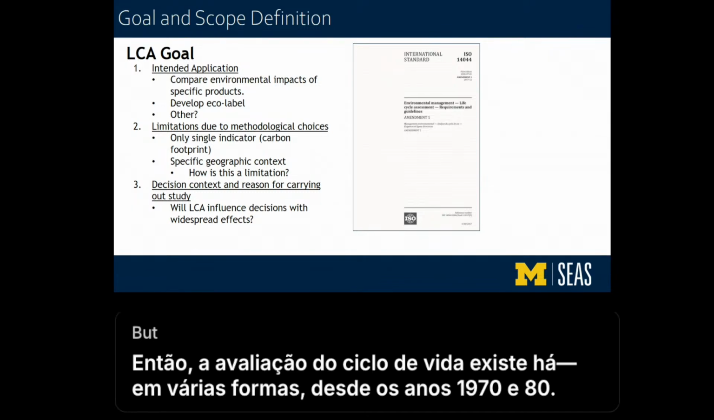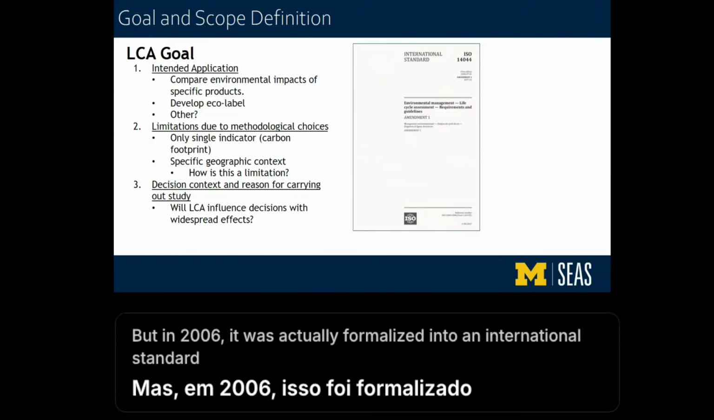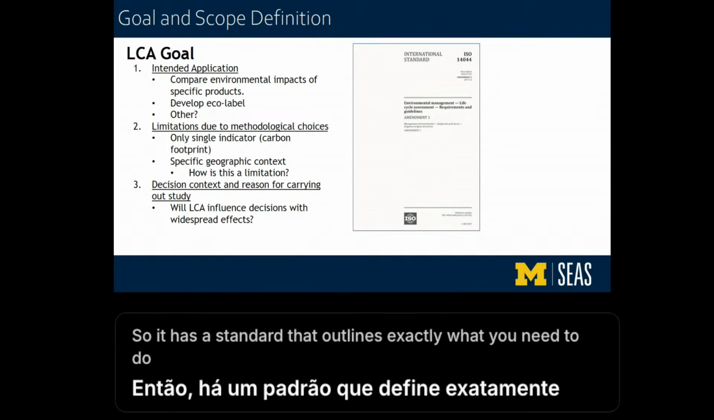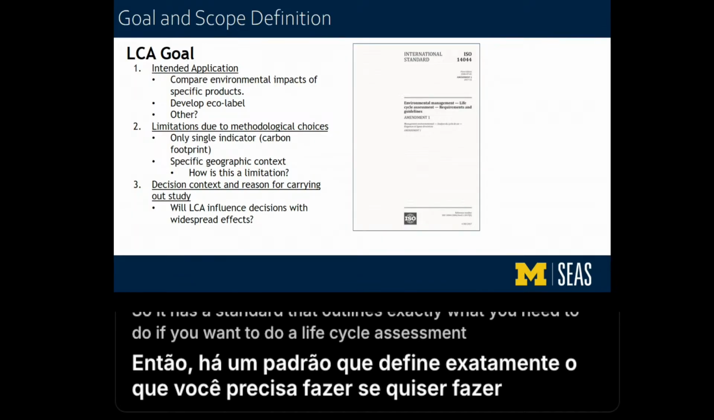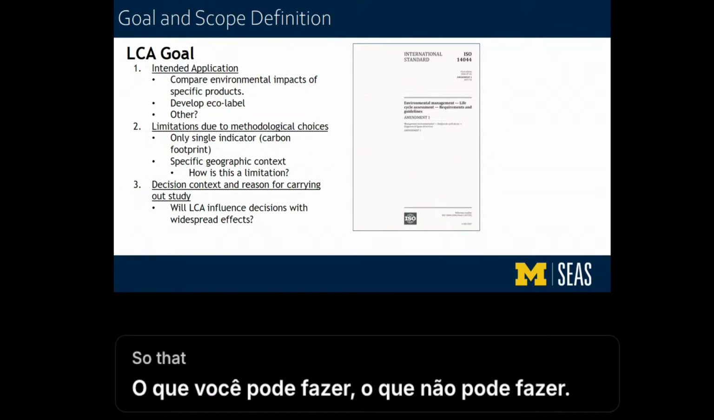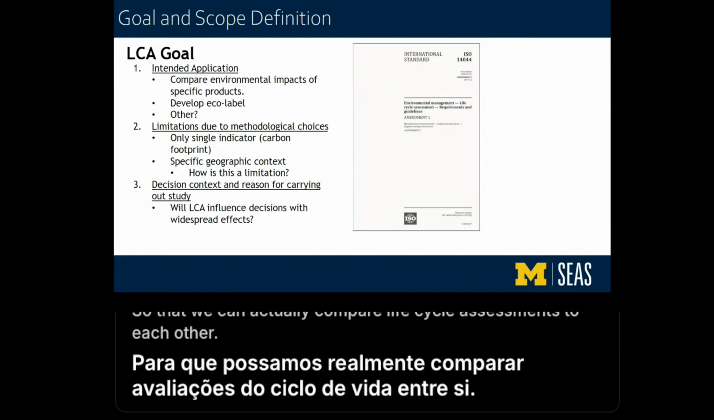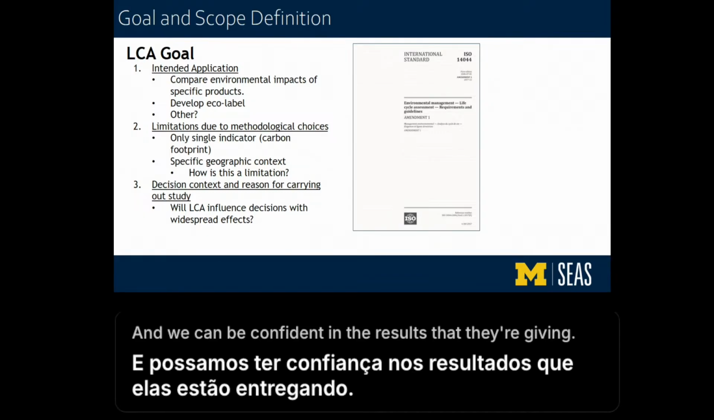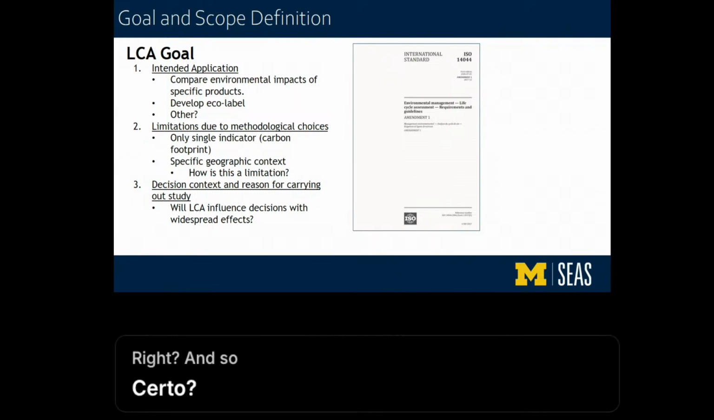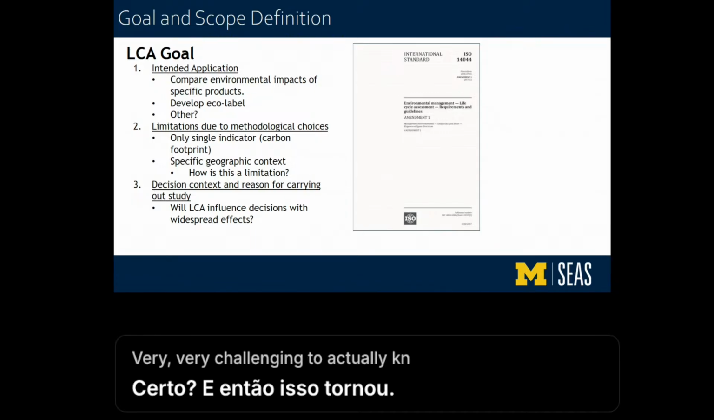But in 2006, it was actually formalized into an international standard, right? So it has a standard that outlines exactly what you need to do if you want to do a life cycle assessment. What you can do, what you can't do, so that we can actually compare life cycle assessments to each other, and we can be confident in the results that they're giving. Because before this, people were just doing whatever they wanted, right? And so it made it very, very challenging to actually know that a study was well done or not.